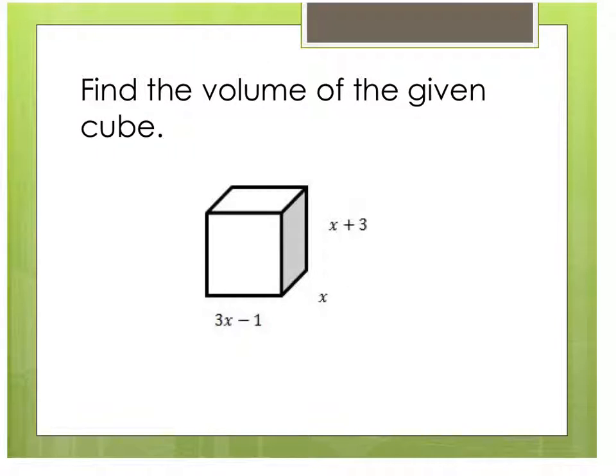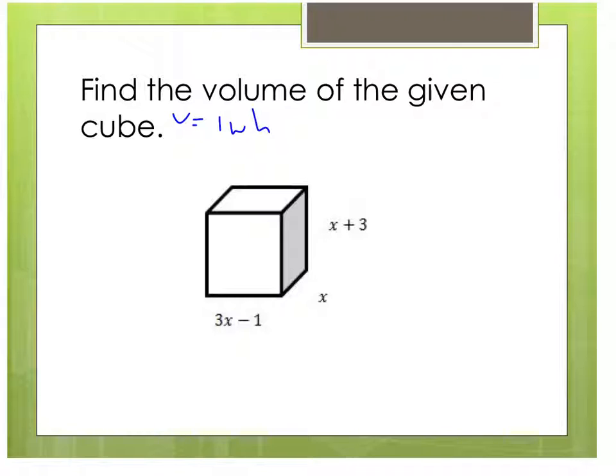Find the volume of the given cube. The formula for volume is V equals length times width times height. So it's a multiplication problem. I guess the thing that might be confusing for someone is how do I multiply 3 different monomials or binomials or polynomials? How do I do this?